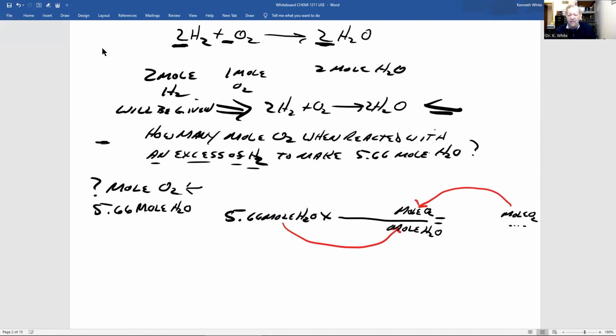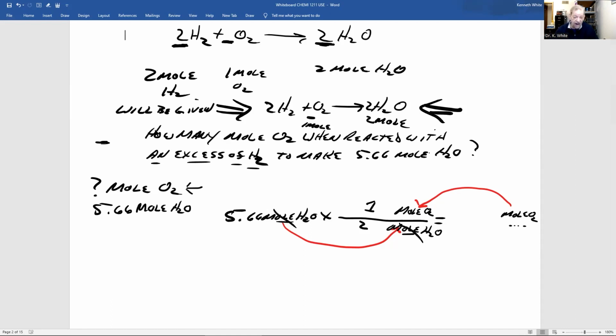From my balanced chemical equation, 1 mole of oxygen makes 2 moles of water. That's because the coefficients, the numbers in front in a balanced chemical equation, give you molar ratios. So for every 1 mole of oxygen, I make 2 moles of water. Now, moles of water divided by moles of water cancel out.